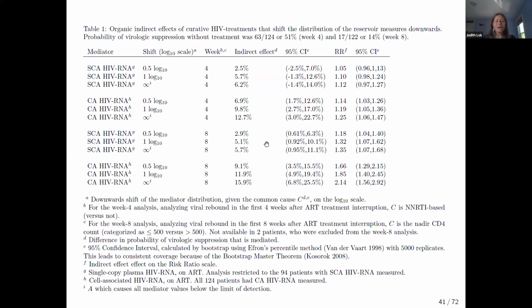Also, the one has a higher probability of already being below the limit of detection than the other one. So that may also be a reason that these effects differ, I should say.